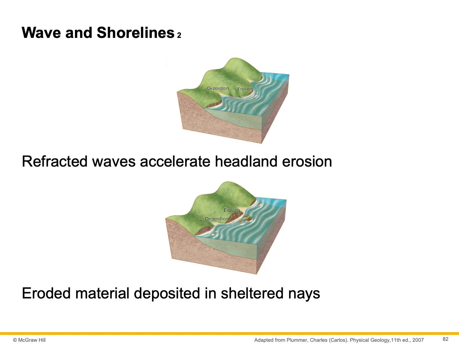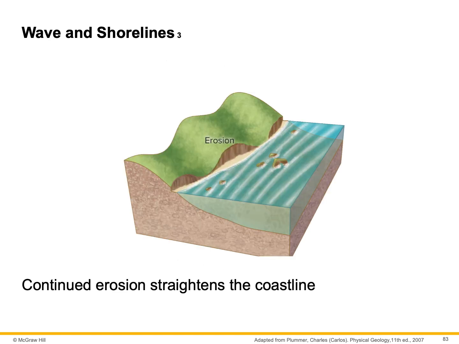Eroded material is deposited in the sheltered bays, the areas between the headlands. Here, continued erosion straightens the coastline, so the part that was sticking out is no longer sticking out. It's been eroded away and deposited in between the two headlands and smoothed out.